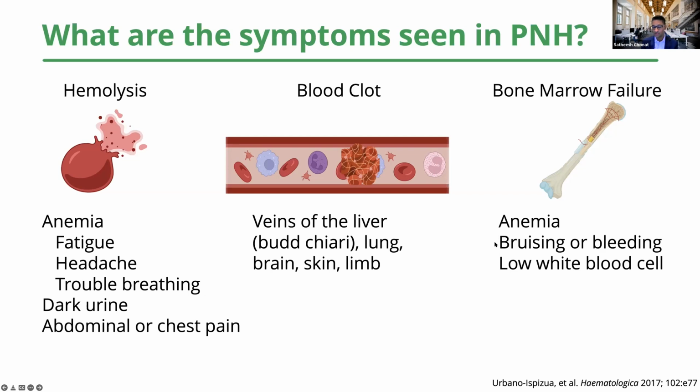Number two is bruising or bleeding. Platelets are those cells which make sure we don't bleed or bruise easily, so they can present with symptoms of that. Or they could present with symptoms of a low white blood cell count, which could be infections.